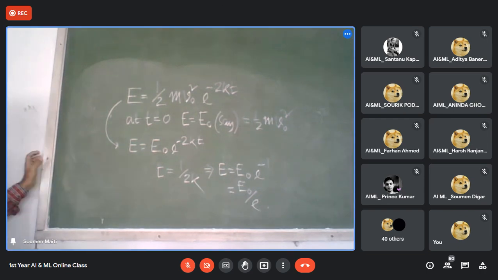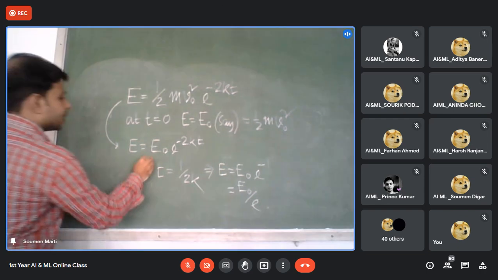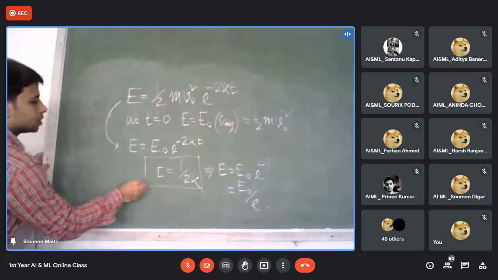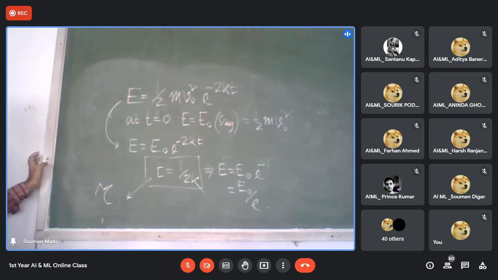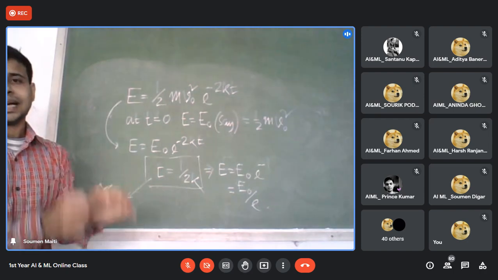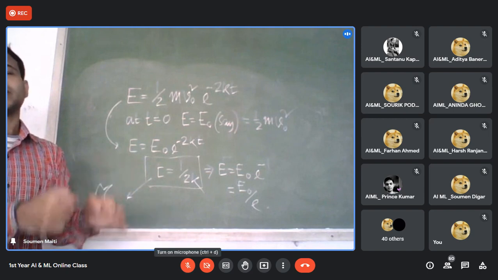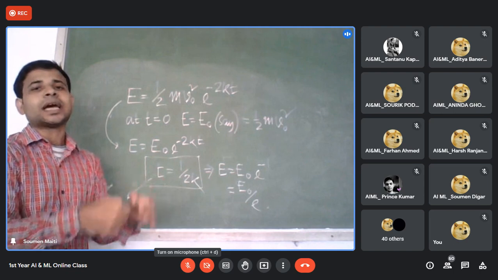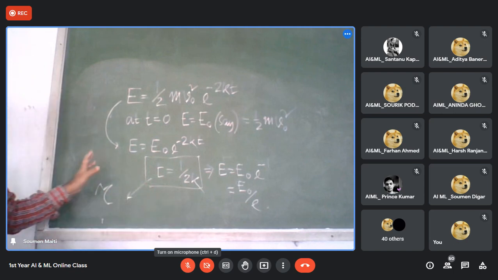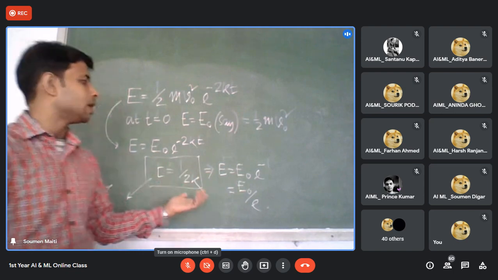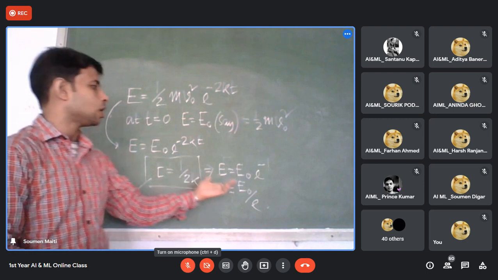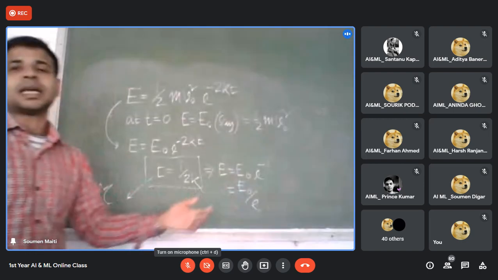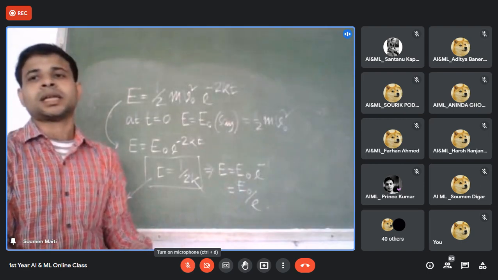So t equal to 1 by 2k is known as the relaxation time tau. Tau, the relaxation time, is nothing but the time taken by the oscillator to fall its energy to 1 by e times of its initial energy. At time t equal to 1 by 2k, the energy falls to 1 by e times of the initial energy, that is 37% of its initial energy.